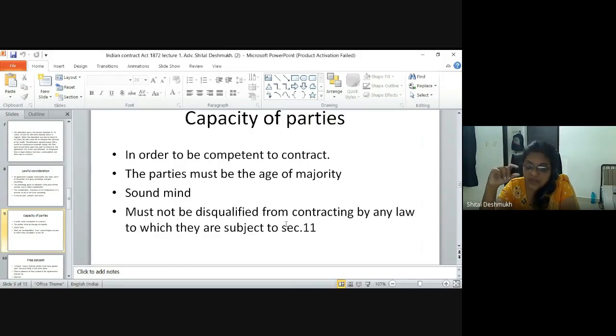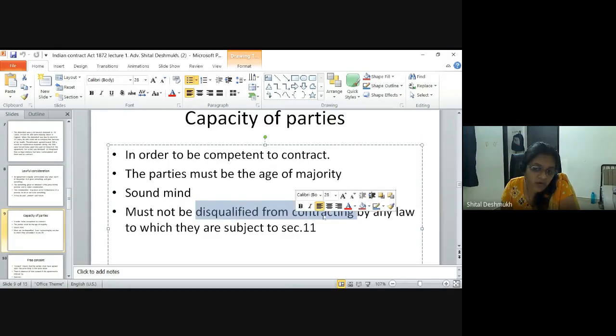What is a sound mind? A person who is insane, a lunatic, or mentally retarded is not able to enter into a contract. So a person of unsound mind does not have the capacity to participate in a contract, and he must not be disqualified from contracting by any law to which they are subject, section 11. Must not be disqualified by any law means he is not punished or disqualified due to some criminal act from contracting by any law. So that is the capacity of parties.